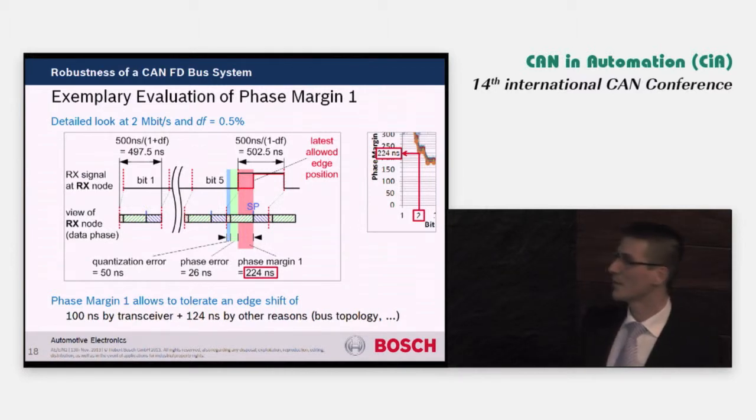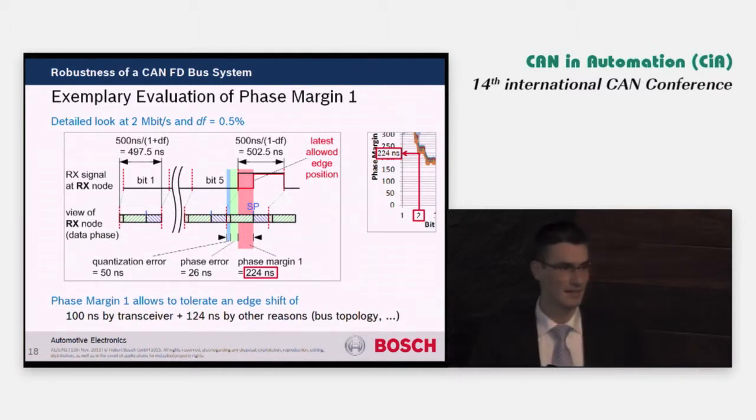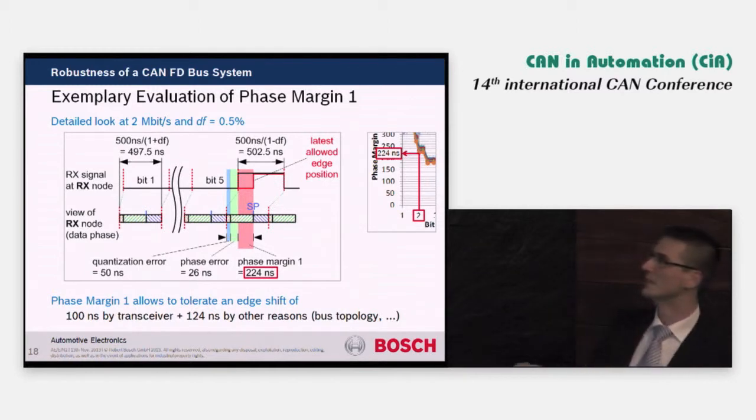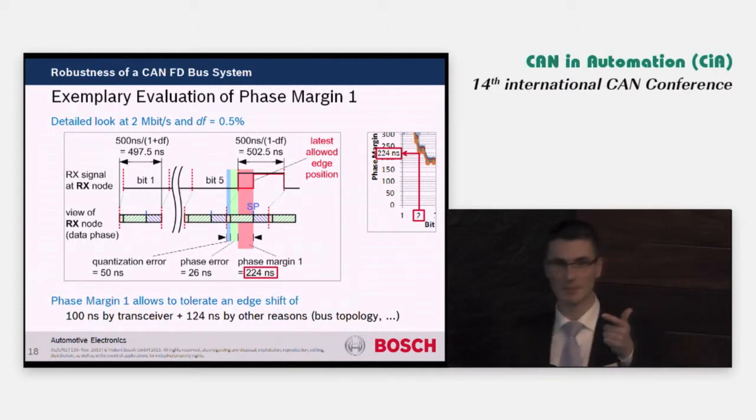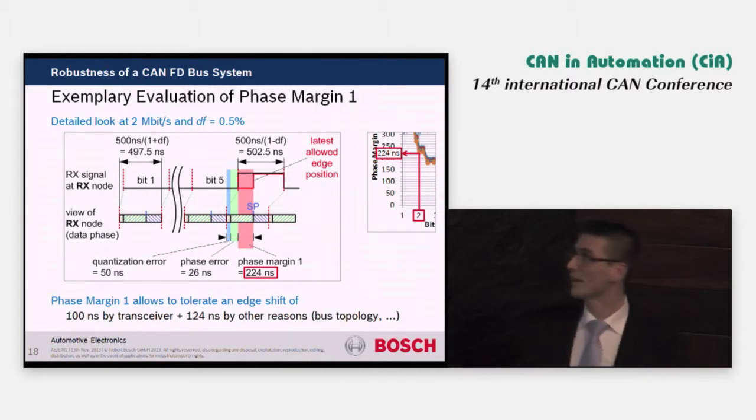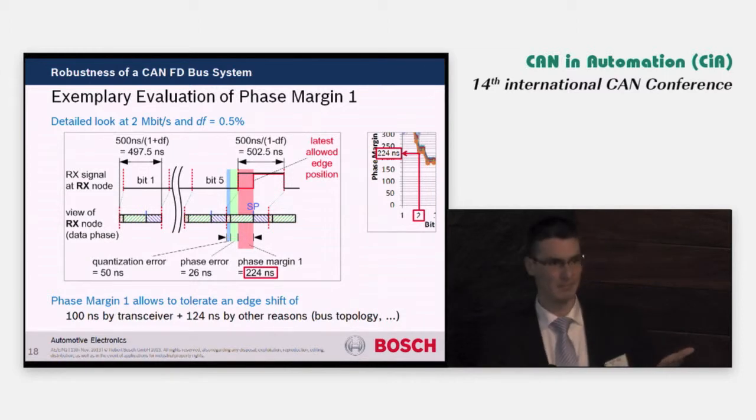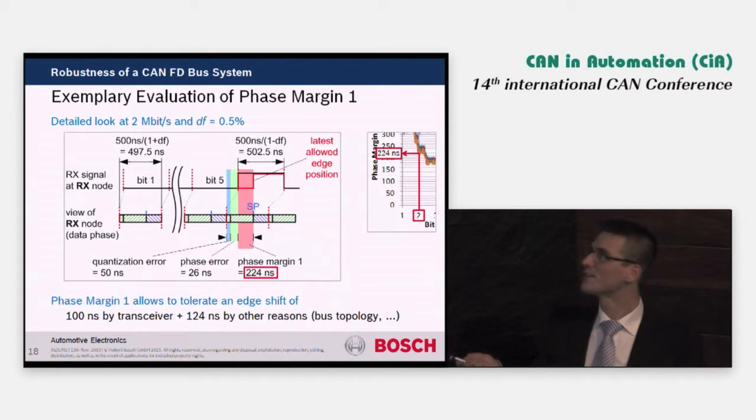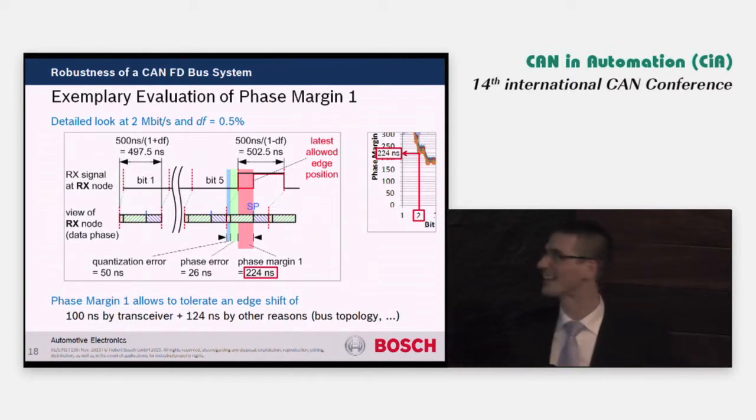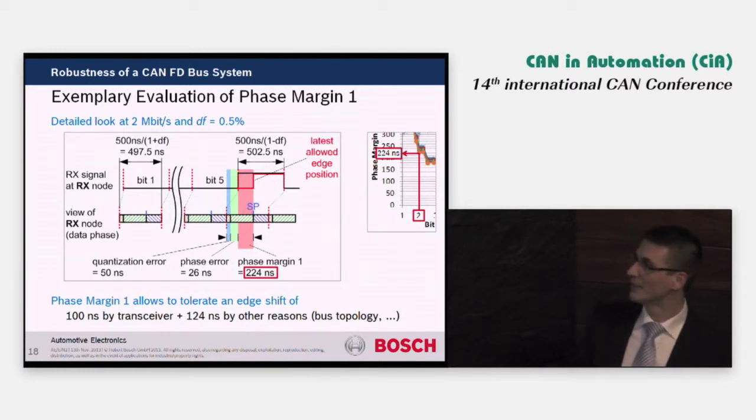And then we have a phase error of 26 nanoseconds. But how do we get 26 nanoseconds? We have here 5 nanoseconds difference between detected and expected bit length, and we consider 5 bits. So 5 times 5 is 25. But the values here are not that accurate, it's 0.5 something. So when you calculate accurately, we get 26 nanoseconds. And the rest, what is remaining, the phase margin, is 224 nanoseconds.